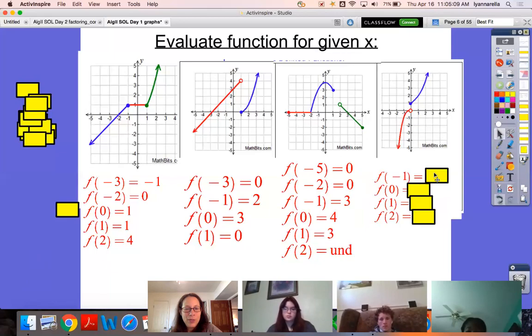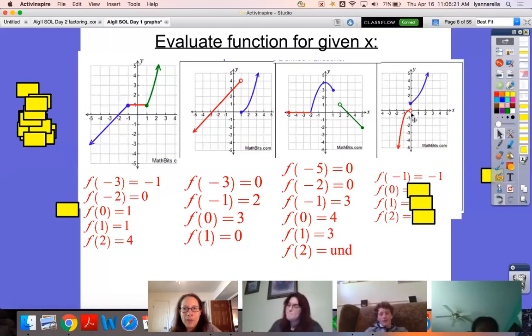Do you even know what we're doing here? Okay, we're reading the y value. So if the x value is -1, you find the point on the graph and read its y value. The y value for this is also -1. So if x is 0, you have to read the y value. Well, this point doesn't count, but this one does.